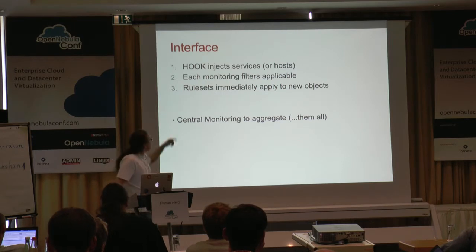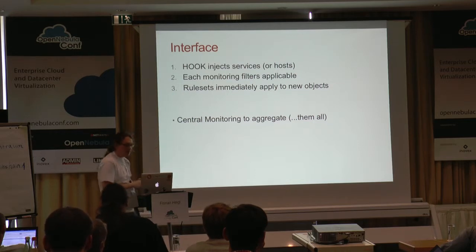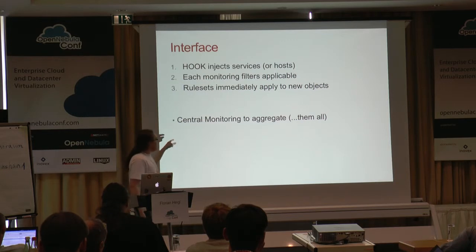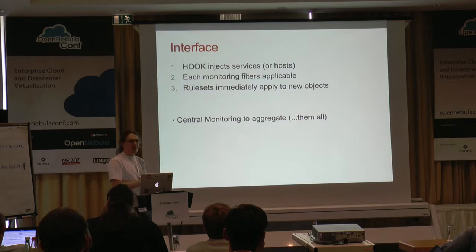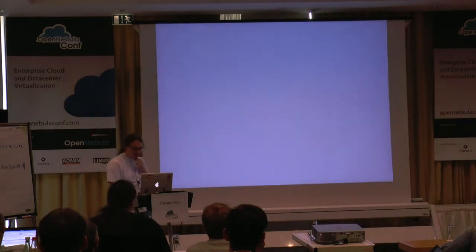Yeah, and that's why I had the hooks. They actually push the objects into the monitoring and make the rules happen. And to look at it, I don't want to look into 3 Nagios systems and tick off in every one of them if the server is okay. So I have a central one which aggregates the info.